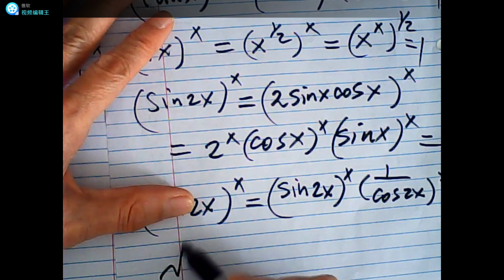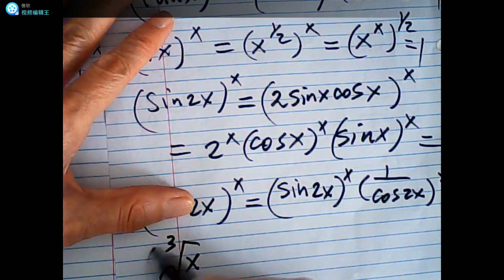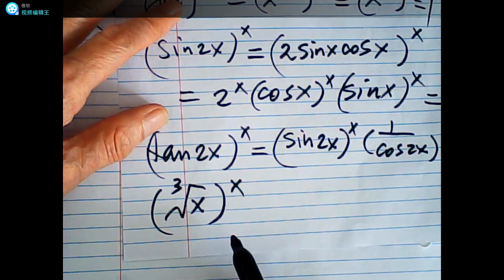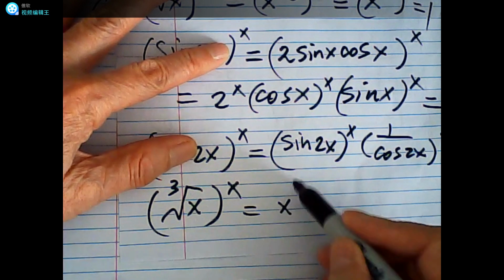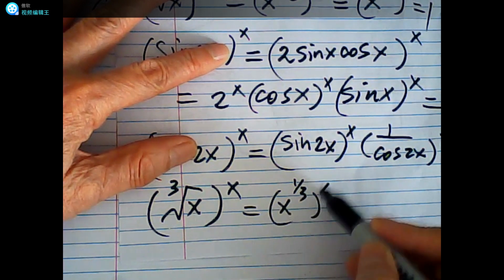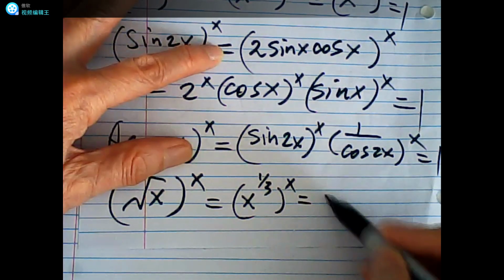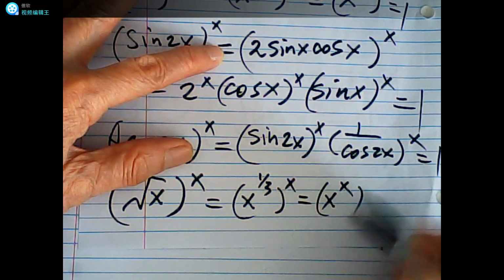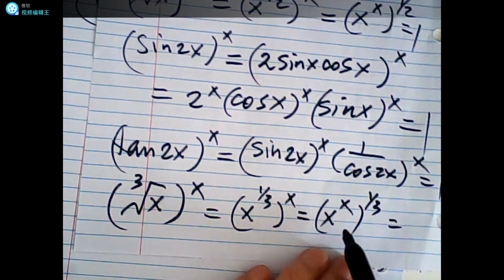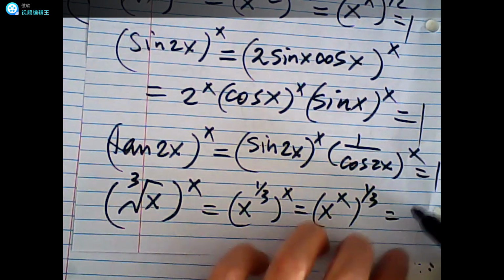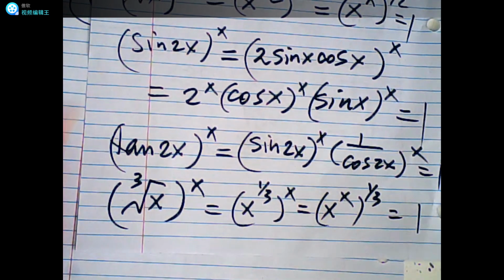Now, next one, cube root of x to the power of x as x approaches 0, we want to find the limit. Now this one is equal to x to the 1/3, right, times x, the power of x, equal to x to the power of x times the cube root. So this one is 1, so this is equal to 1. See?